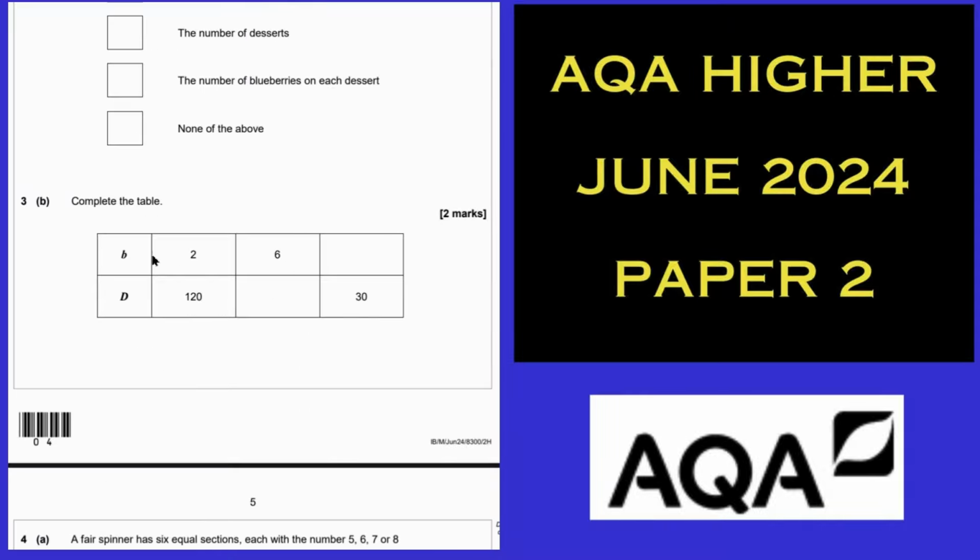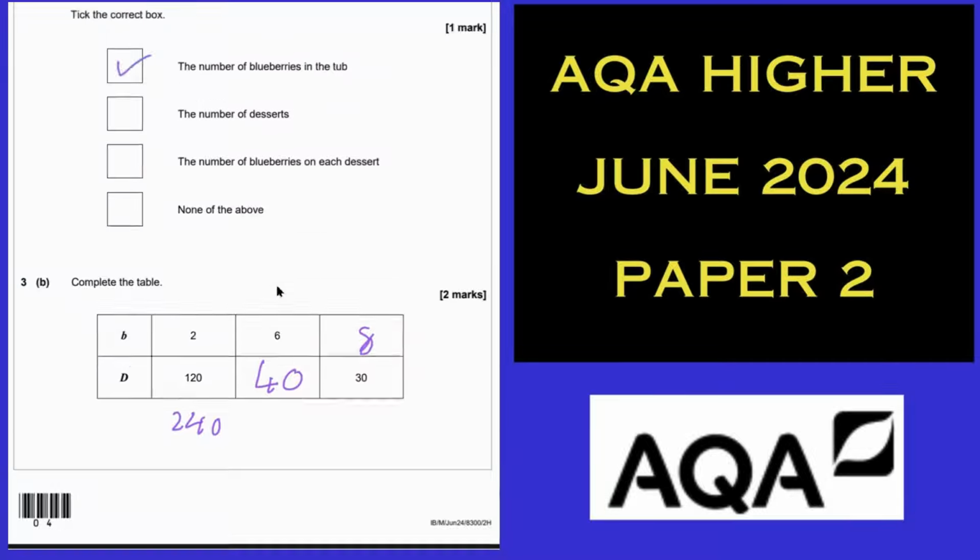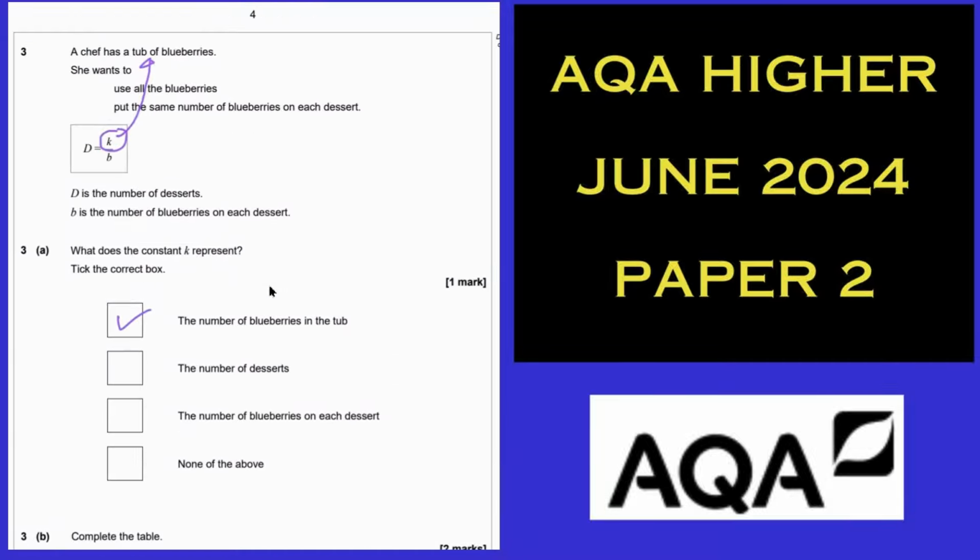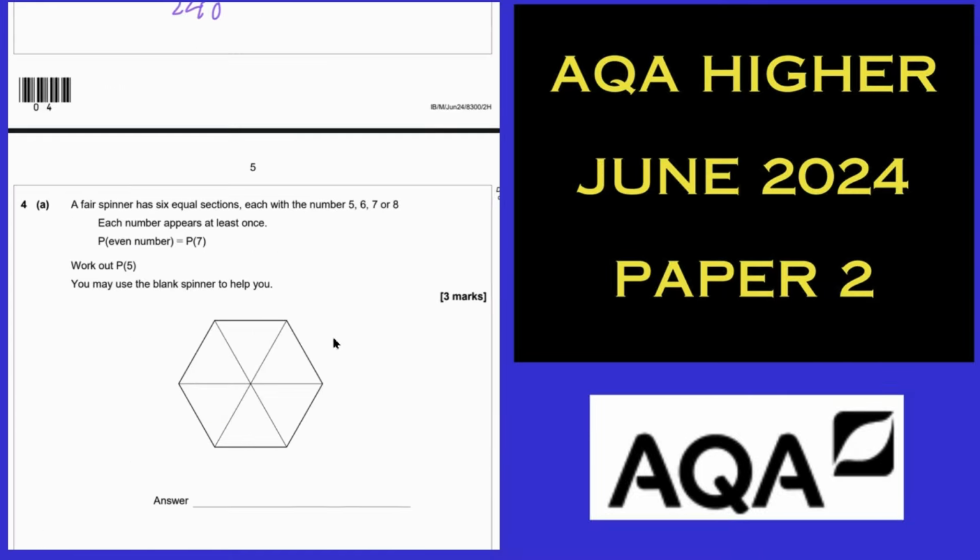Complete the table. So as you can see, they've done one for you. You can notice, I hope, that 2 lots of 120 is 240. And so one way of doing it is filling in that 6 times 40 gives you the same, and 8 times 30 gives you the same. But that's not a massive shortcut compared to just using that formula.